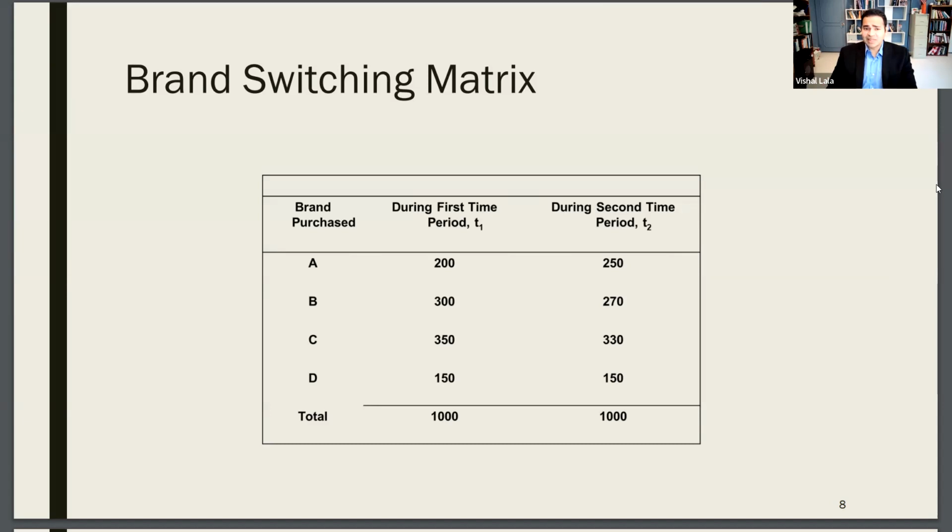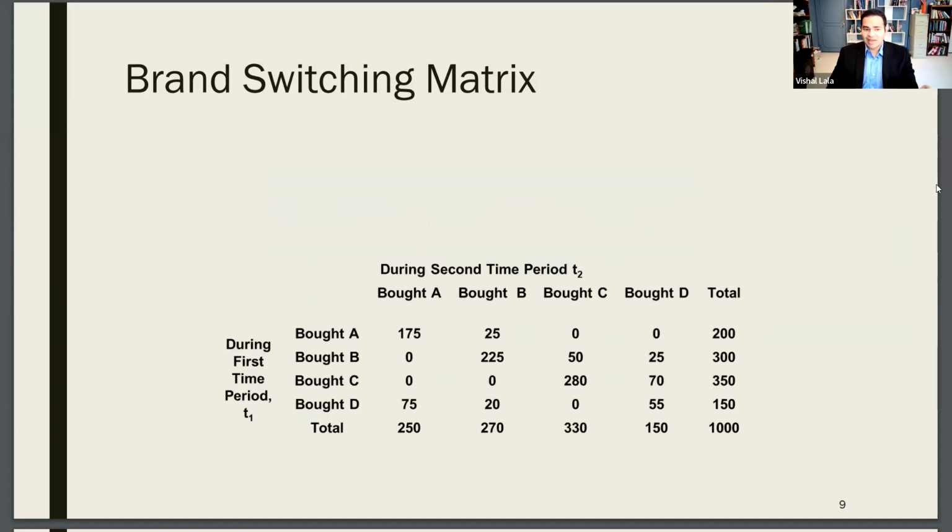So the following table then shows us what brand was bought at time T1 and at time T2. So now we have a larger matrix here, including purchases of A, B, C, and D at times T1 and T2, and showing you the transition. From this matrix, it's probably obvious to you that brand A had a loyal consumer base: 175 out of the 200 people that bought brand A at time T1 also bought it at time T2. In other words, 175 out of 200 have remained loyal to brand A.